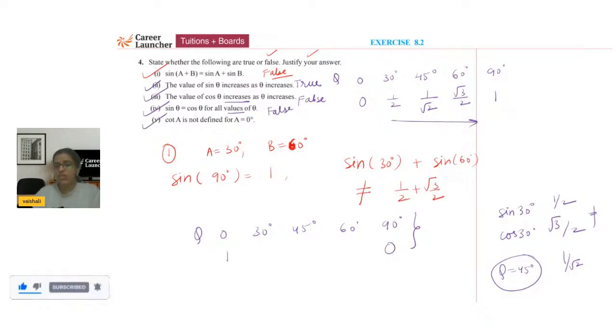The next part is cot A is not defined. So cot is what? Cos A divided by sin A, and because sin A at 0 degrees is 0, cot A is 1 by 0, so yes, this is not defined. So I believe the set of questions is clear to all of you, and the application is also clear.